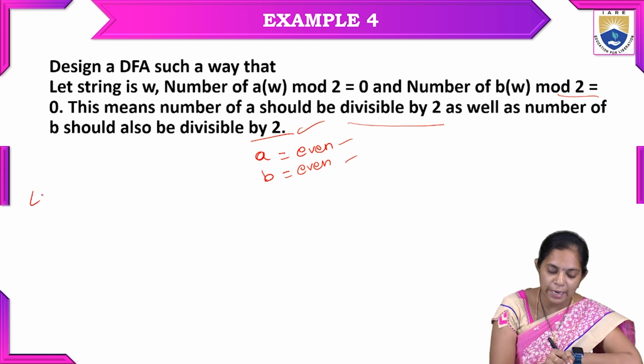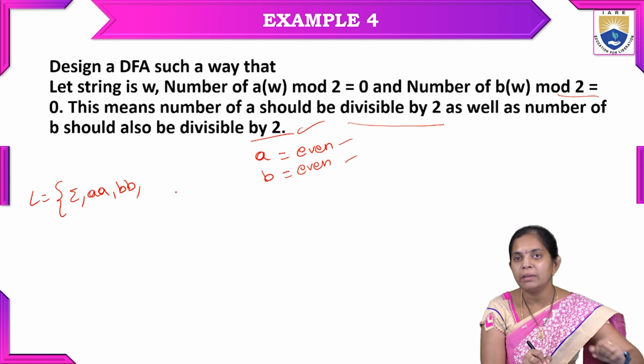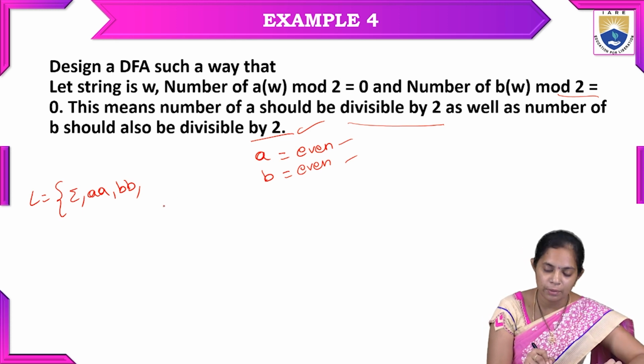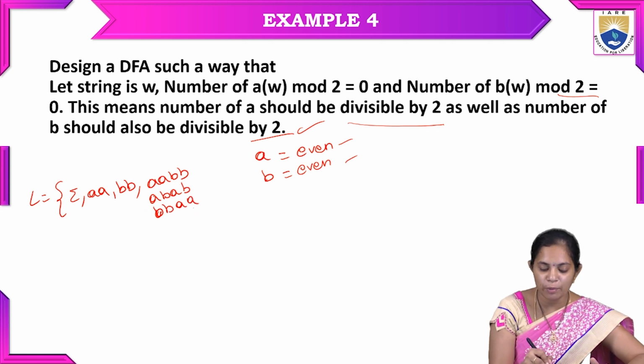So for this language, sigma, AA, BB, and just now we write an A even number or B even number, and there may be combinations of both A and B. So either we can write AA, BB, or there are combinations like AB, AB, and BB. So all the possibilities of even number of length.